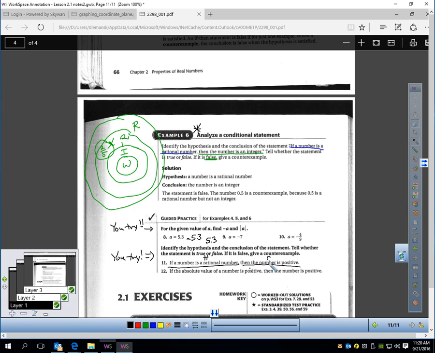Let's see if this is true. If the number's rational, then it's positive. Well, let me see. I have a number then in this group. Do these numbers have to be positive in this group? Not necessarily. You know, negative 5 would be a rational number. So that's not a true statement. There's an example. Negative 5 would be a number that is rational but not positive.